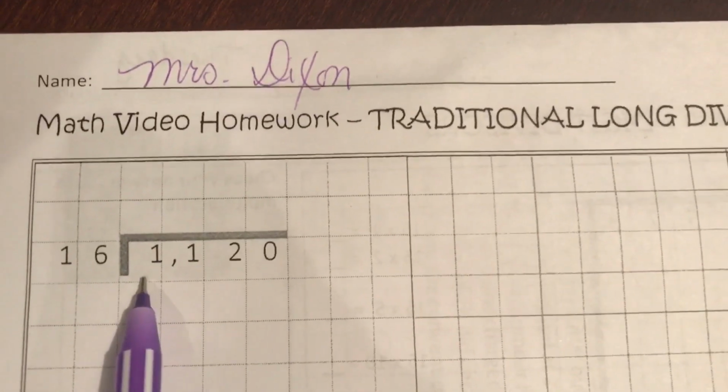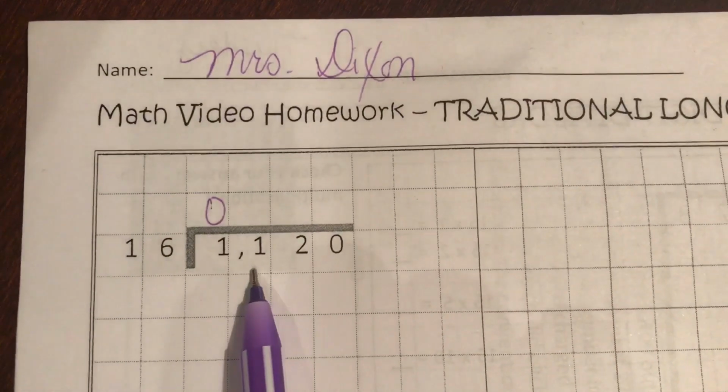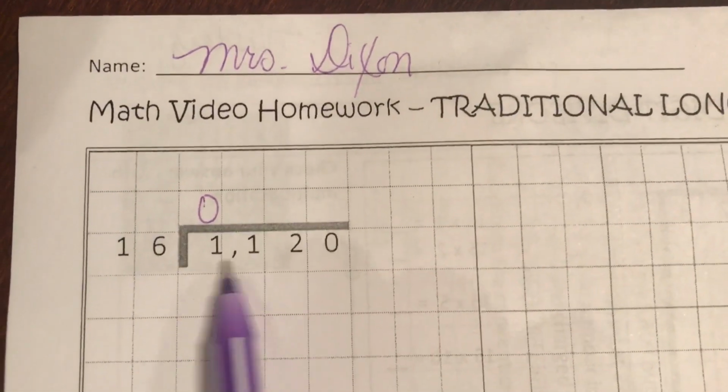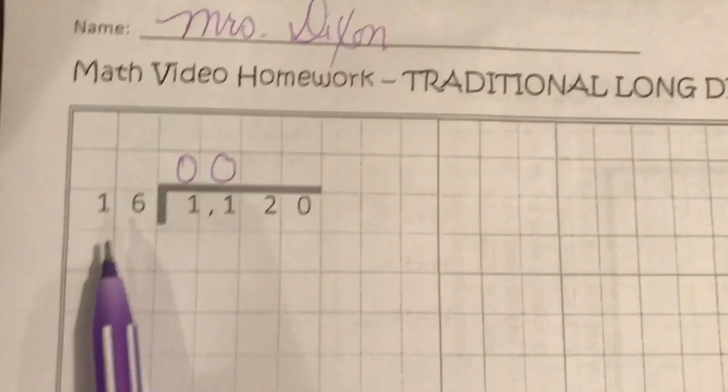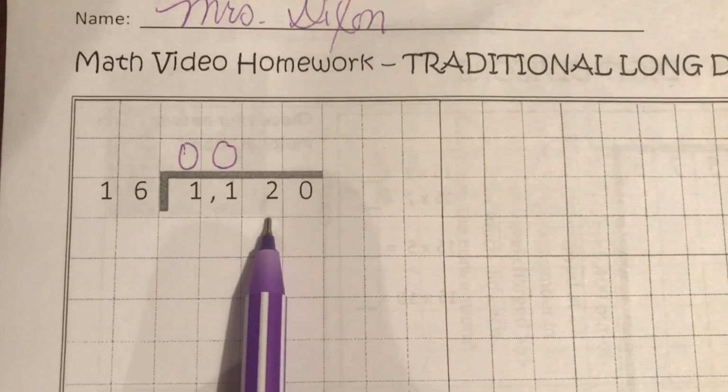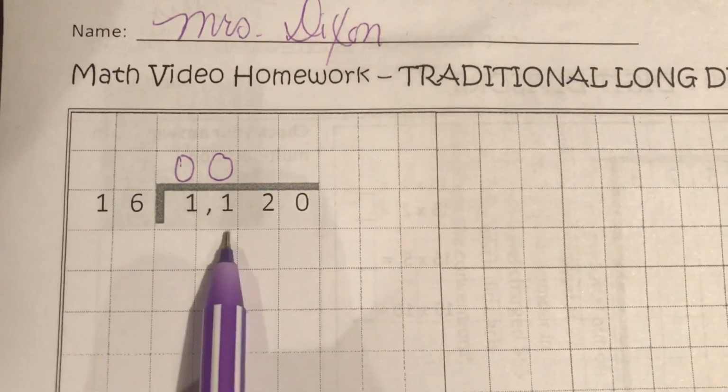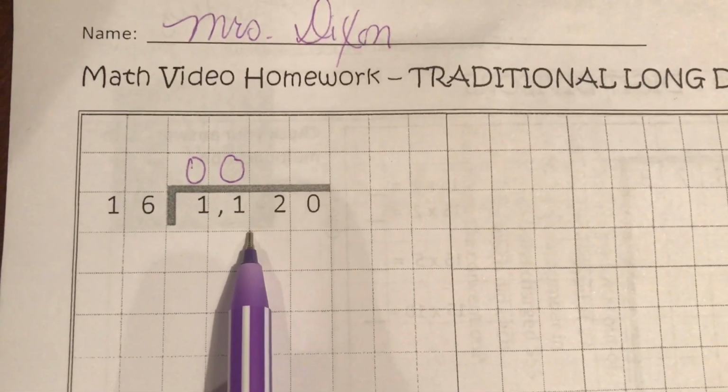So I know that 16 is not going into 1 at all. And I'm looking at 11, and 11 is less than 16, so it's not going into 11 either. But now I can look at 112. I'm wondering how many times does 16 go into 112?